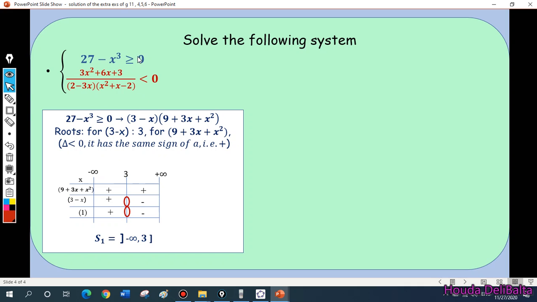Now we need it greater or equal to 0, which means we need the positive part. As we do every time, we need the positive part, which is here, the positive region between minus infinity and 3, and we close it at 3. We close the interval at 3 because we have or equal, thus the root is included. This is for solution 1, and let's see what we have for solution 2.